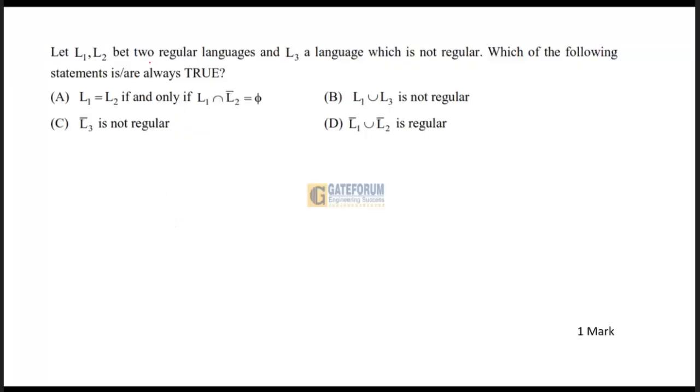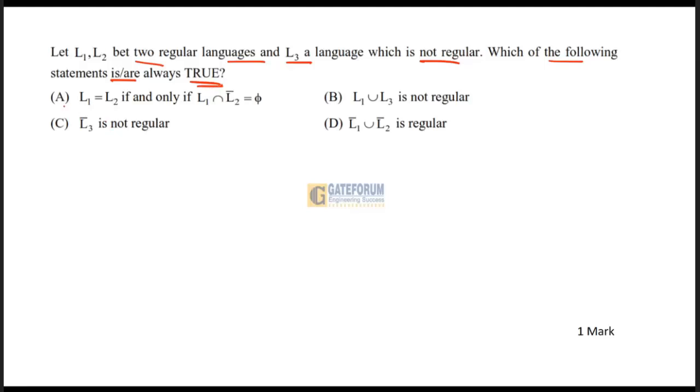The following question was asked from theory of computation. The topic is regular languages and it is asked for 1 mark. The question is as follows. Let L1, L2 be two regular languages and L3 a language which is not regular. Which of the following statements is/are always true?